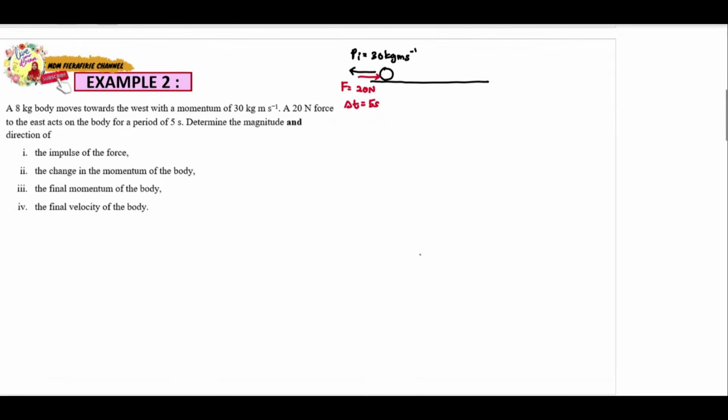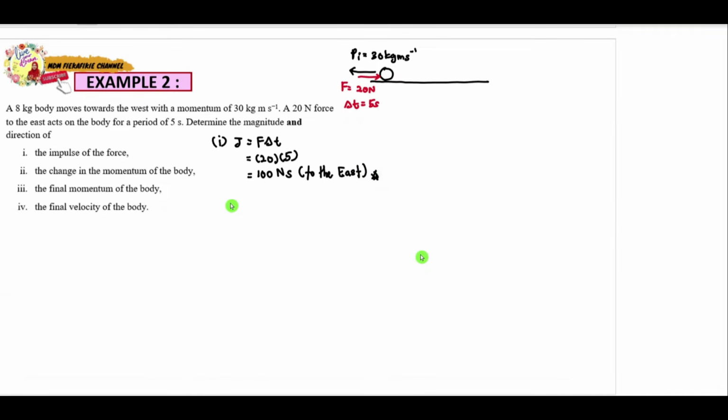Alright, so now question number 1. So we want to calculate, so let's write here. Impulse is equal to F delta t, and let's substitute the values. So 20 times 5, so the answer is equal to 100 Newton second. So the direction is to the east, since the answer is a positive value.